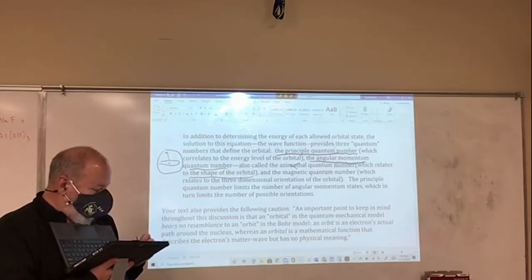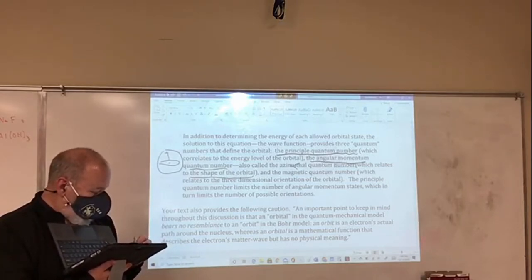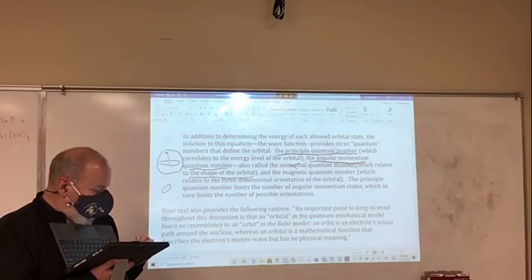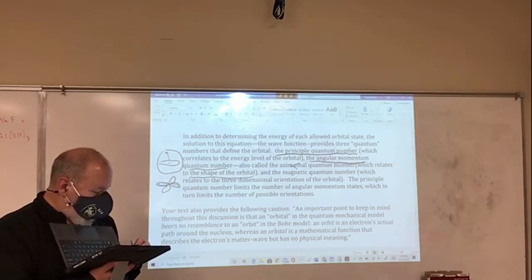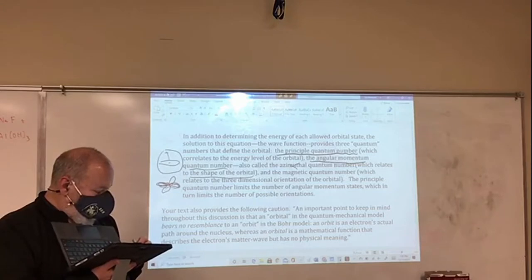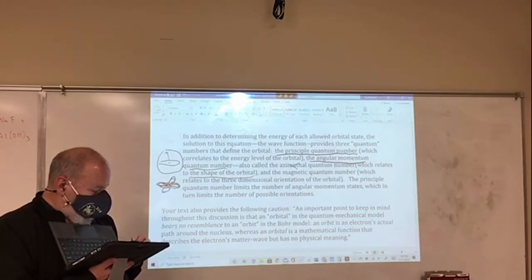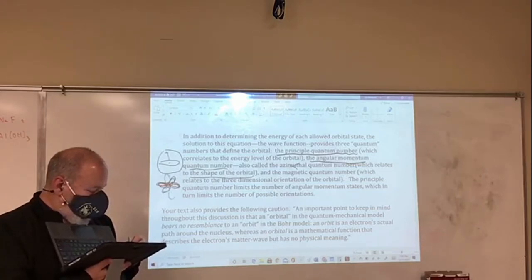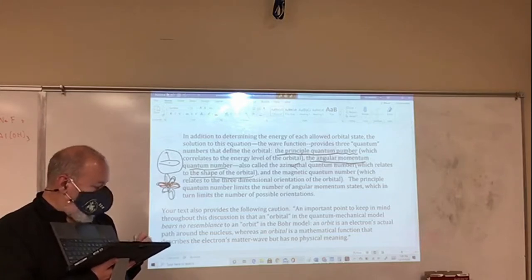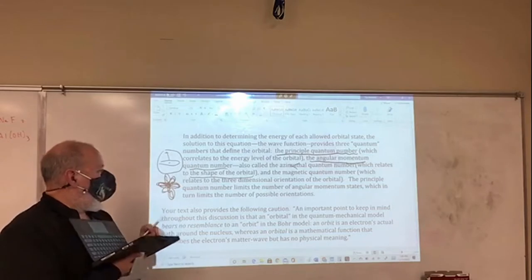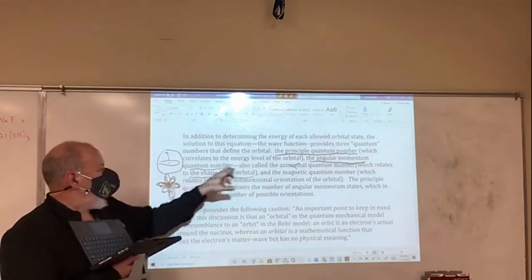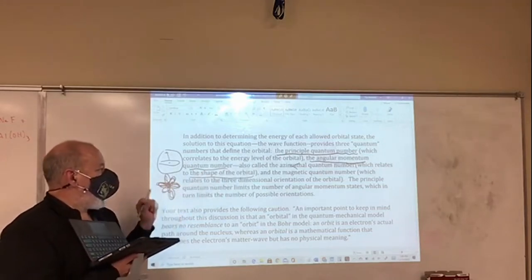In the P orbitals, we have three new ways that we can vibrate. Well, they're all the same way. They're just at different orientations, right? I vibrate within this orbital, or I vibrate within this orbital, or I vibrate within this orbital if I'm the P orbitals, okay? And that's what the angular momentum relates to.